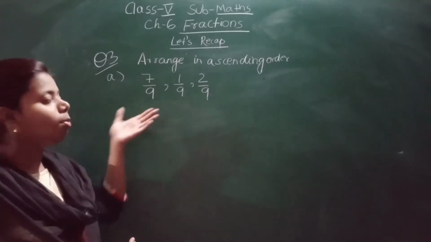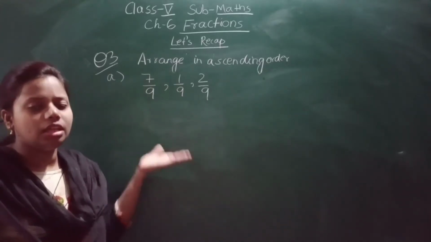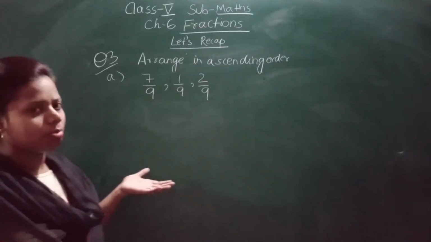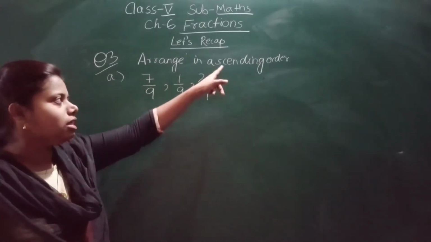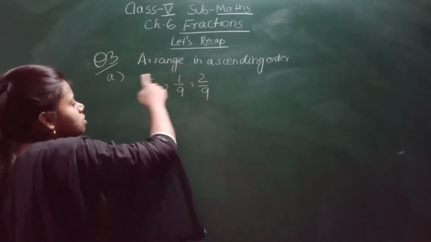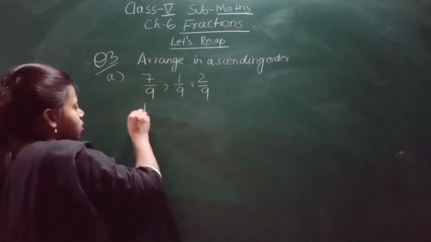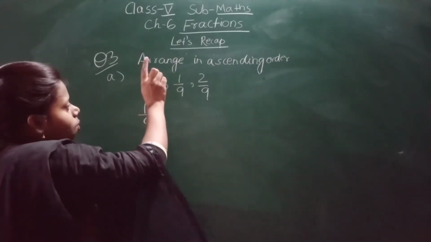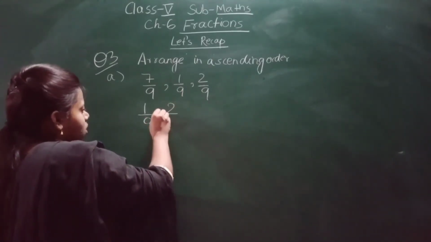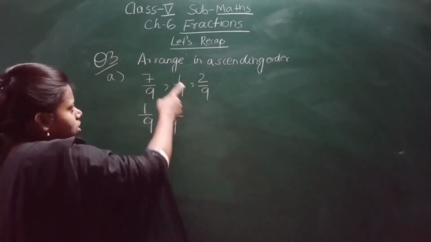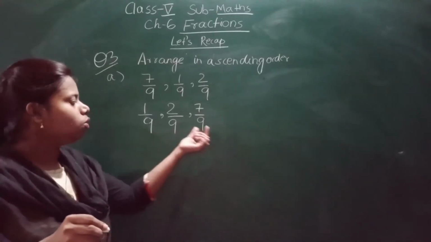So whenever you see the denominator is same, here you can see all the denominators are same, 9, 9, 9, this one is very easy. Without doing LCM or any other process we can do this. The down is same, so the up one is different. Ascending means small to big. The numerator which is smallest is 1, so 1 by 9 is small. Then bigger than this is 2 by 9. And out of these 3 the biggest one is 7 by 9. So we have arranged from small to big.